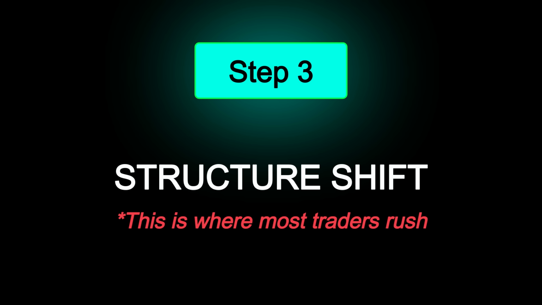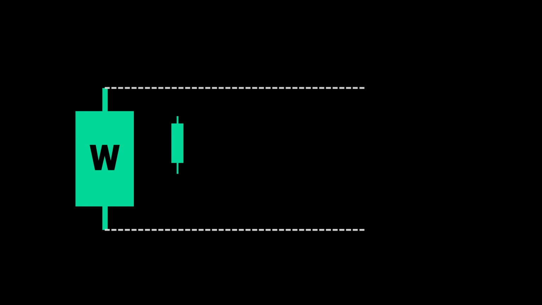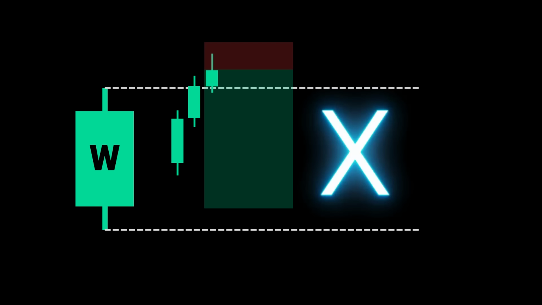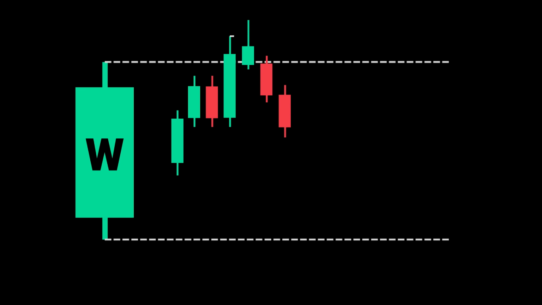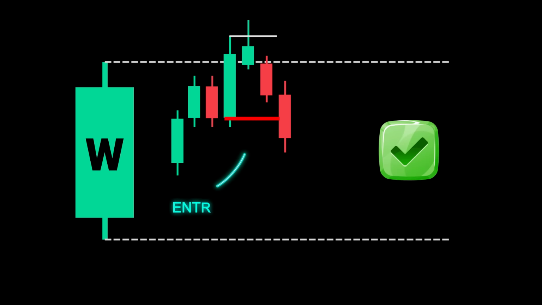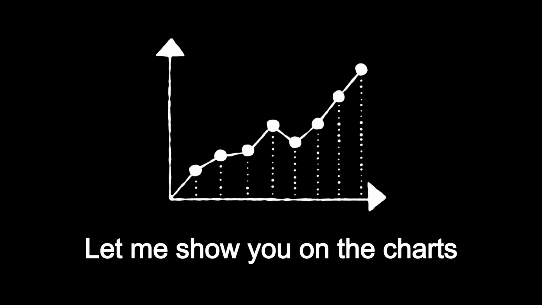This is where most traders rush. They see the sweep, but they enter before confirmation. Wait for the CISD. This is a clear internal shift, the break in structure, then retrace. That's execution. The weekly candle gives direction. The sweep gives permission. CISD gives execution. Let me show you exactly how this looks on the chart.